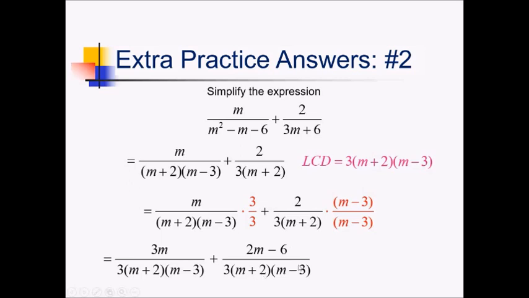Nothing new there. Now I can add the numerators and keep the denominator as what it was, this LCD here. So in the numerator, I've got 3m plus 2m. That's going to be 5m. And we have this minus 6 just along for the ride. Can I factor and reduce anything? Well, can't really factor 5m minus 6. This is as good as it gets, so we'll call this one finished.